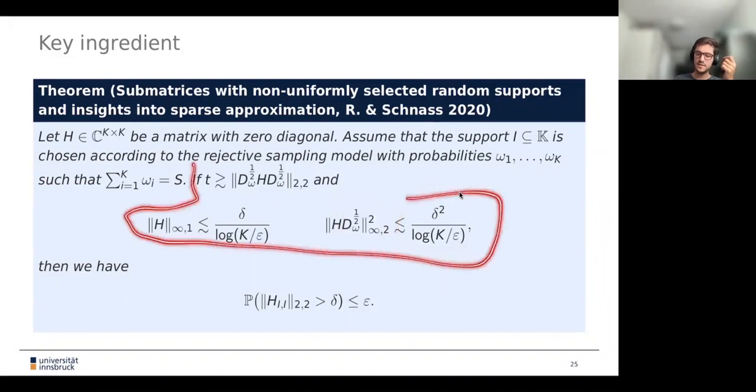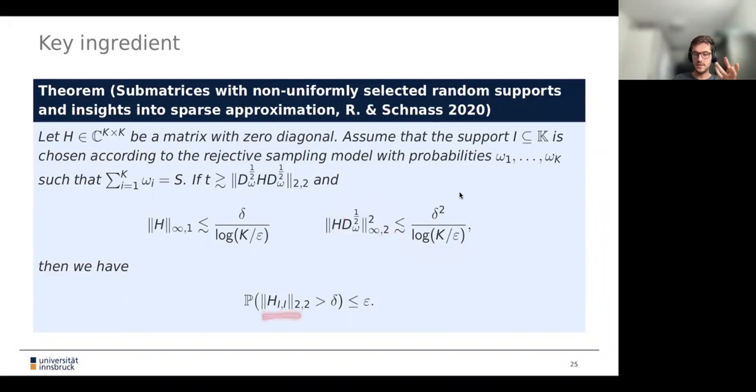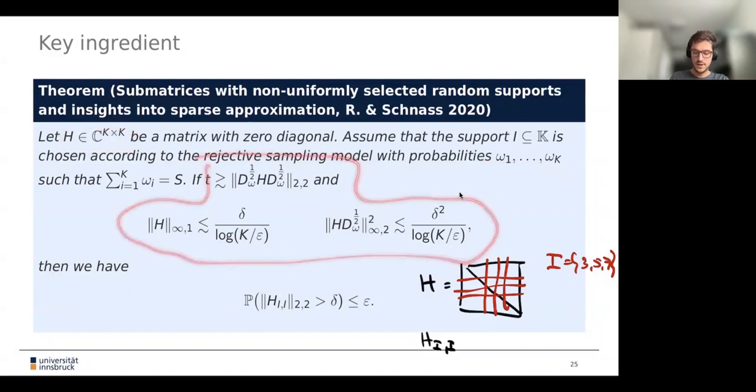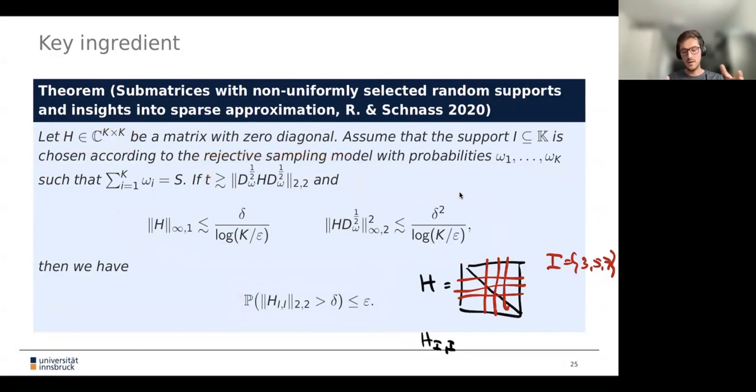And if these three conditions are satisfied, then the operator norm of the submatrix H_II is small. So basically you have the big matrix H with 0 diagonal, and H_II just means you pick the columns and rows indexed by I. I could be, for example, 3, 5, 7 or something like this. So I is chosen randomly, so this is a random submatrix of the big matrix. That's why the paper is called submatrices with non-uniformly selected random supports. By picking randomly a submatrix of this bigger matrix H according to our rejective sampling model, we get sufficient conditions, and if they are satisfied, we are able to bound the operator norm, so the largest singular value of the submatrix H_II, with high probability.